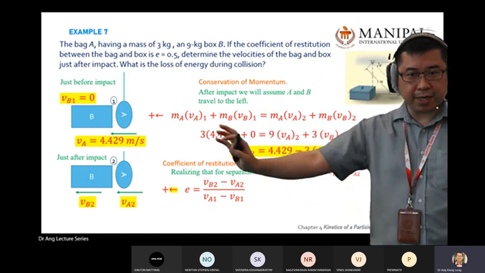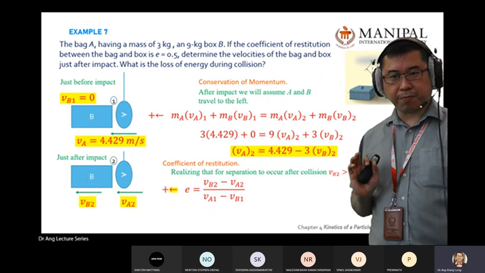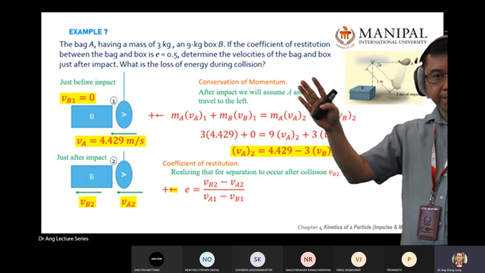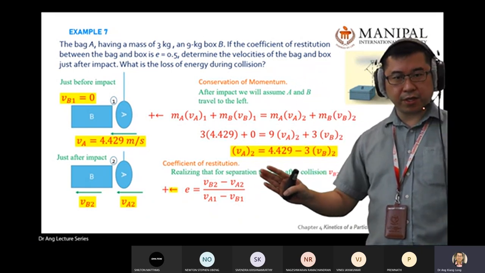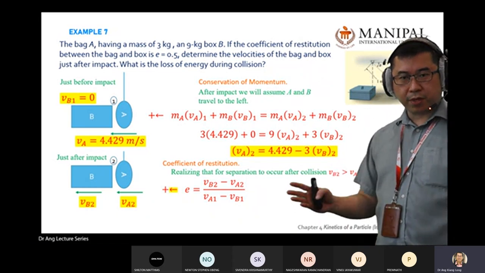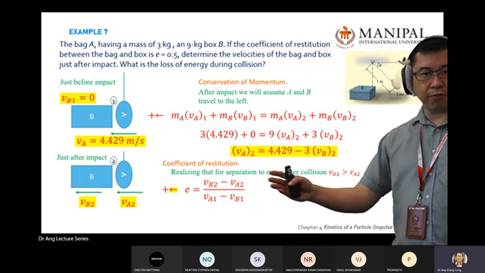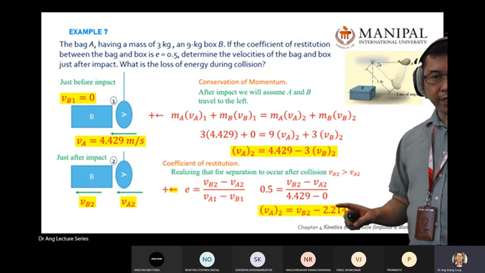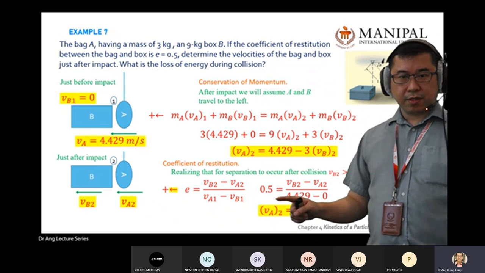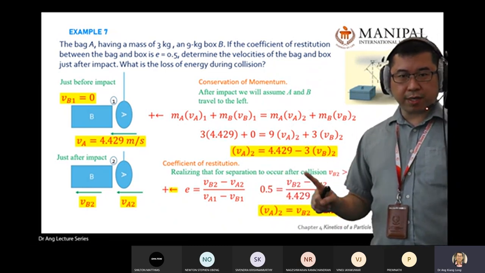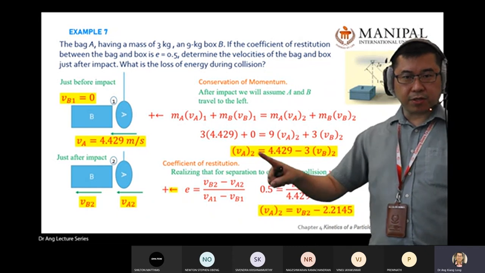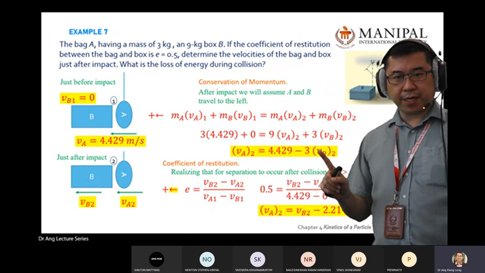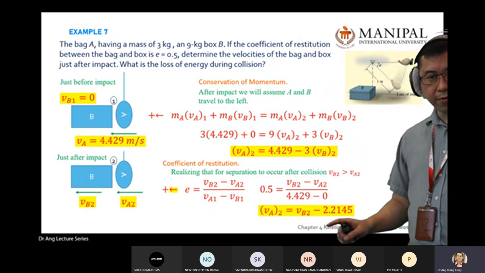Don't chase after the numbers. Try to understand the concept or principle we use here, the strategy we use to solve. We use conservation of momentum. We use the definition of the coefficient of restitution. We get two linear equations and solve for VA and VB. So you have VA2 equals something, VA2 equals something. Since these two are the same, you put this one inside here, solve VB, and after solving VB, solve VA. This falls under mathematics.